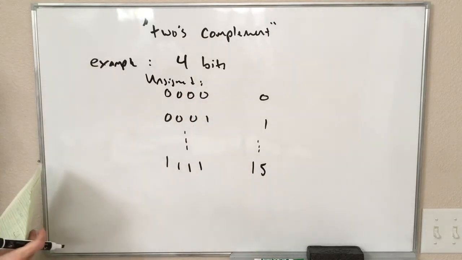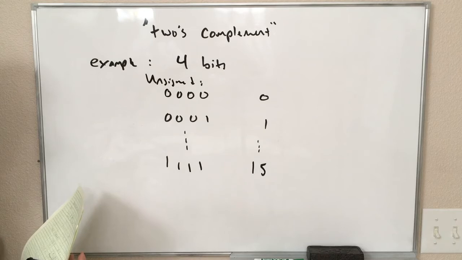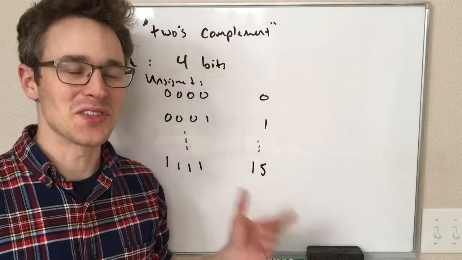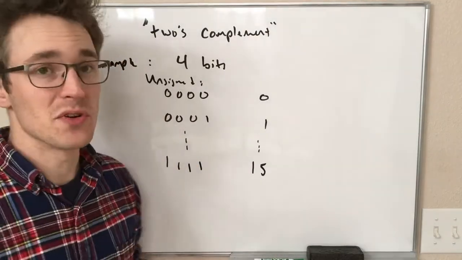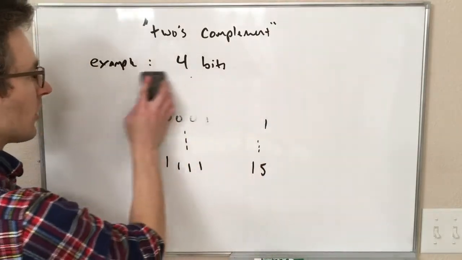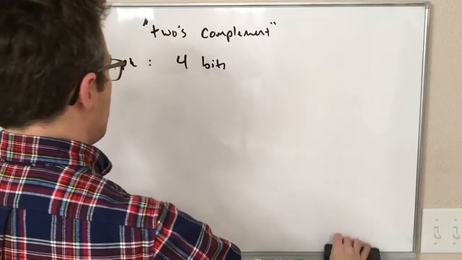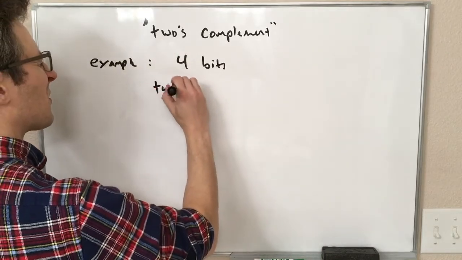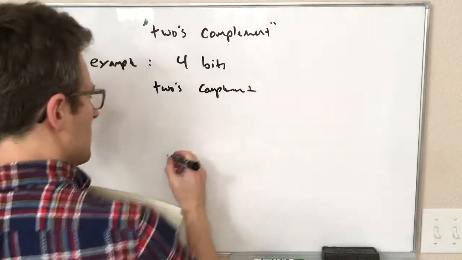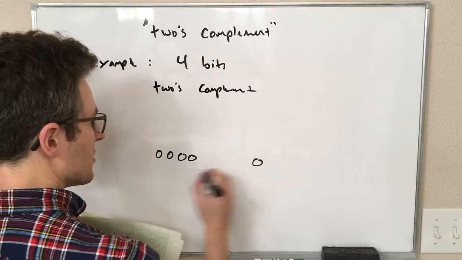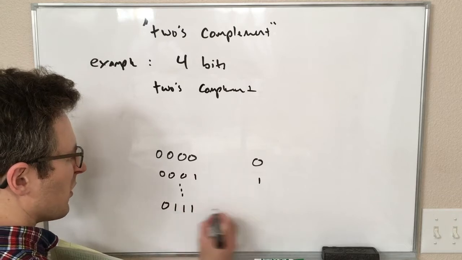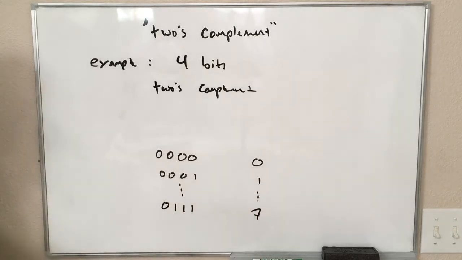So the idea of a 2's complement number is that we can store the negative number in such a way that addition of these numbers is still preserved. So let me explain what it is, and then I'll show you how it works. So here's the 2's complement version of what I just wrote. 0, 0, 0, 0 is still 0. 0, 0, 0, 1 is still 1. And this is still true up to 0, 1, 1, 1, which is still 7.